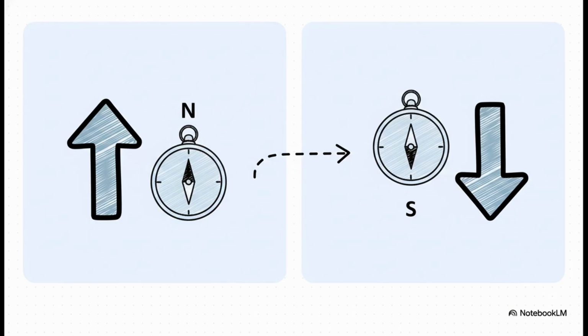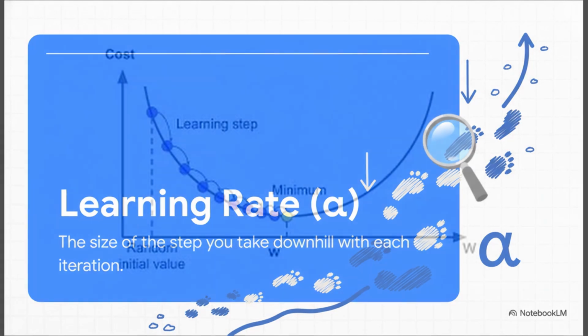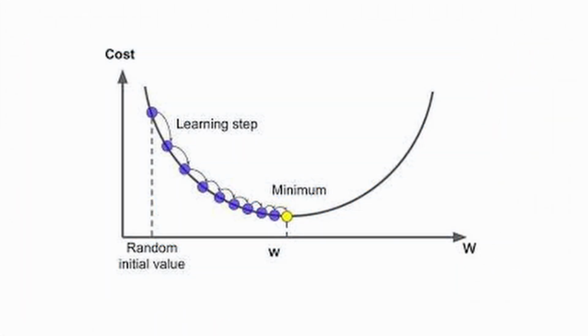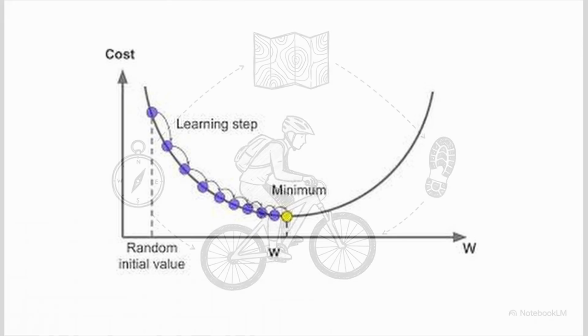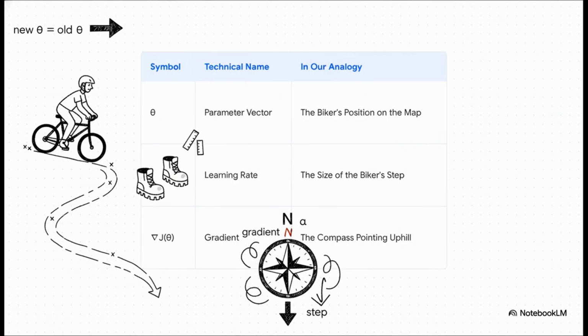Finally, we need to decide how big of a step to take. This is called the learning rate. Choosing the right step size is this really delicate balance. If you go too big, you might just leap right over the lowest point. But if your steps are too small, the journey could take forever. When you're way up high on a peak, you take big, confident steps to cover ground fast. But as you get closer to the bottom, where the ground starts to flatten out, you take smaller, more careful baby steps.